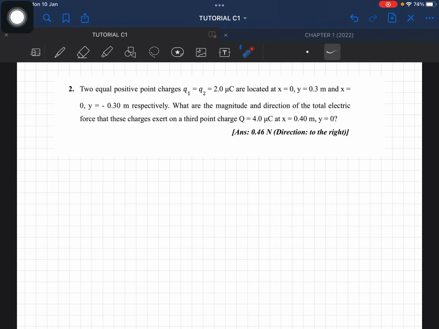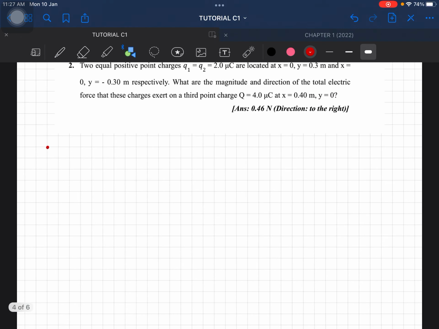Question 2. Two equal positive point charges, 2 microcoulomb, are located at x equal to 0, y equal to 0.3 meter, and x equal to 0, y equal to negative 0.3 meter respectively. What are the magnitude and direction of the total electric force that these charges exert on a third point charge at x equal to 0.4, y equal to 0? So this is giving us a coordinate.